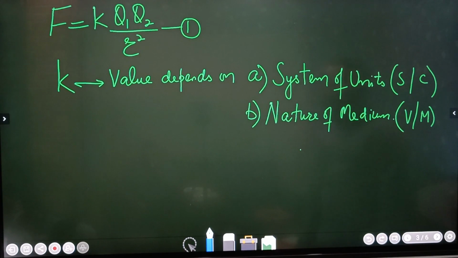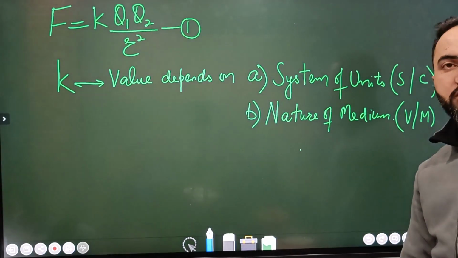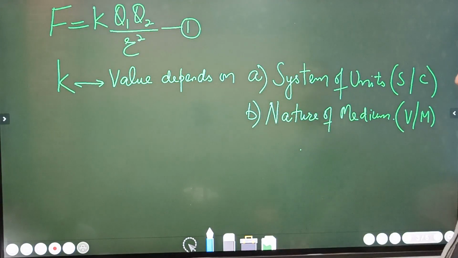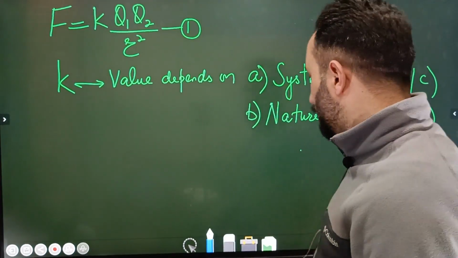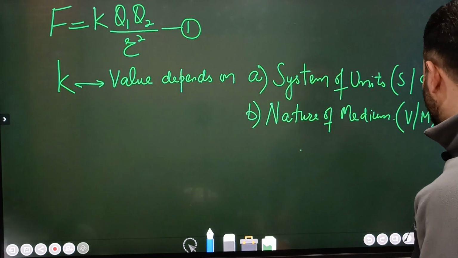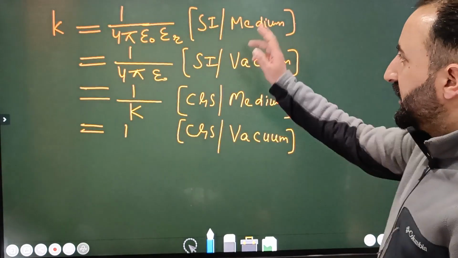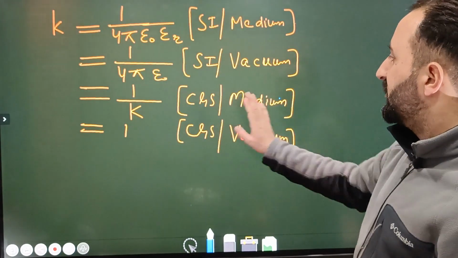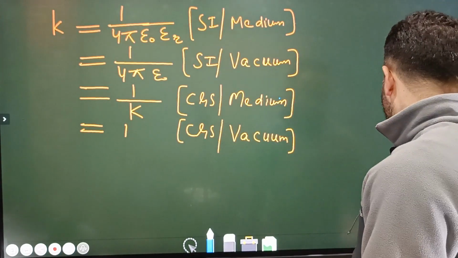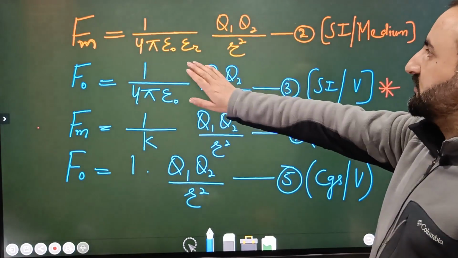Number 1, it depends on the system of units. There are 2 types of systems of units: SI and CGS. Number 2, it depends on the nature of the medium. There are 2 media, vacuum and a material medium. So there are 4 different permutations and combinations, and accordingly 4 different values of K: SI medium, SI vacuum, CGS medium, and CGS vacuum. Then next, Fm is equal to this.